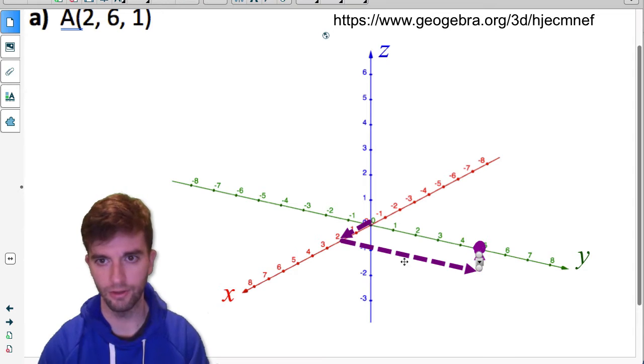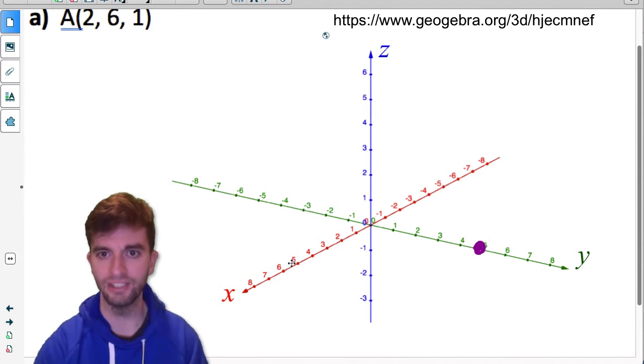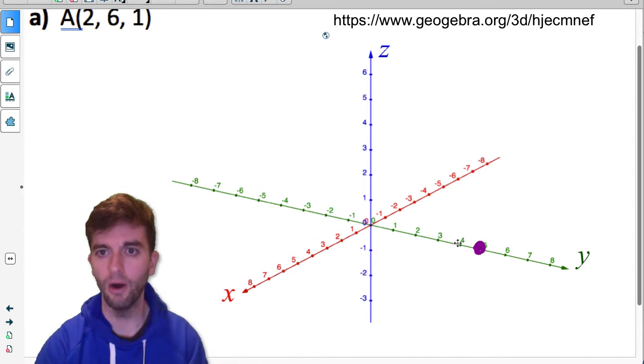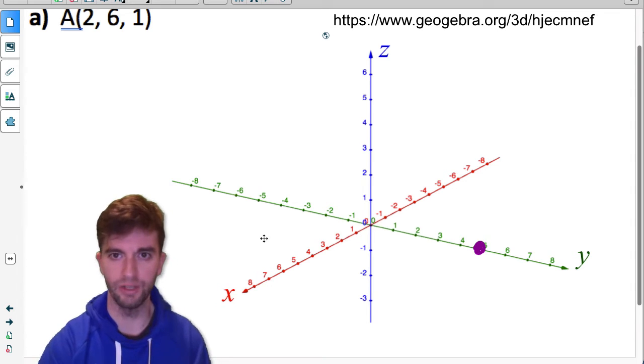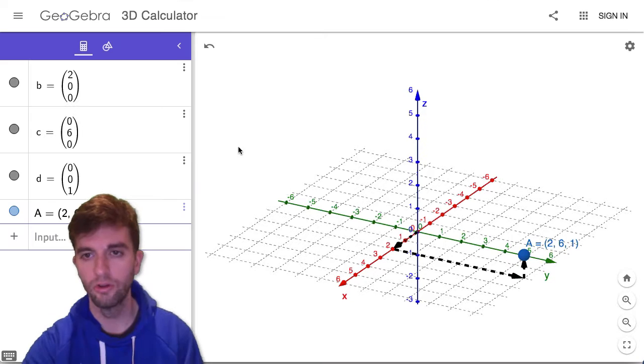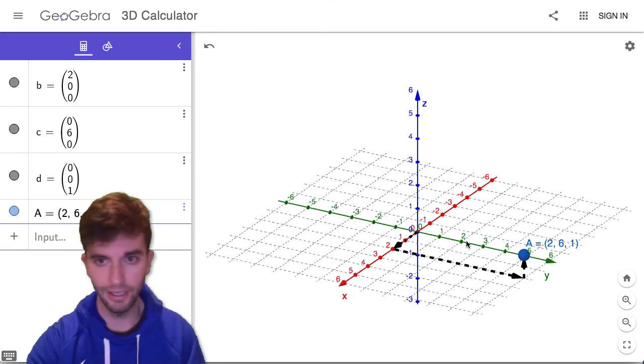If I get rid of these directional arrows that got me there, hopefully you can imagine that point being in 3 dimensions. And let me show you in GeoGebra how what we got actually makes sense once we are able to rotate these axes and actually visualize it in 3 dimensions. So here's that point 2, 6, 1. It looks just like what we got.